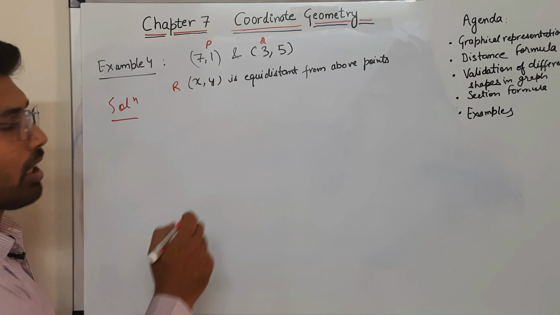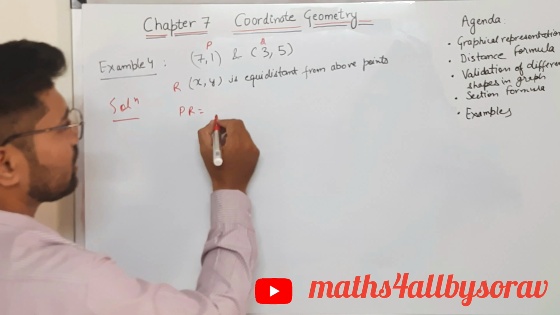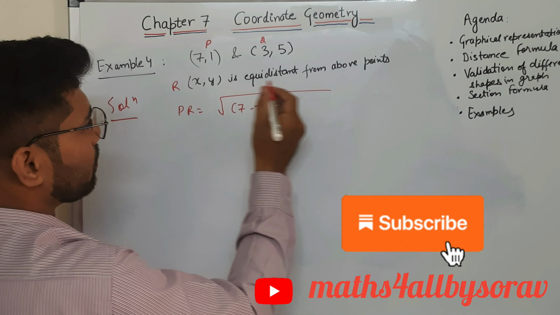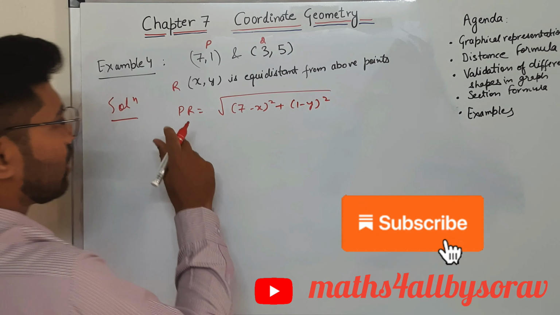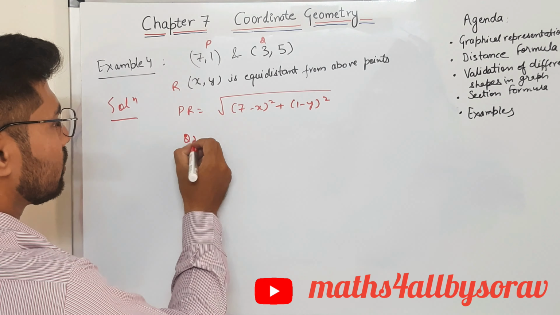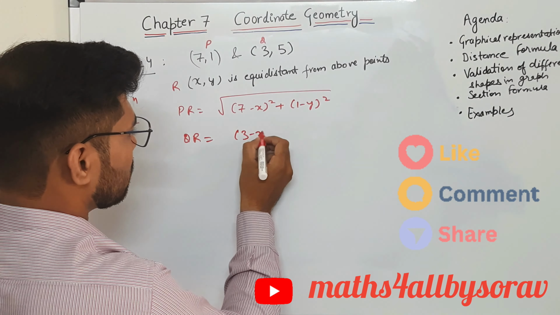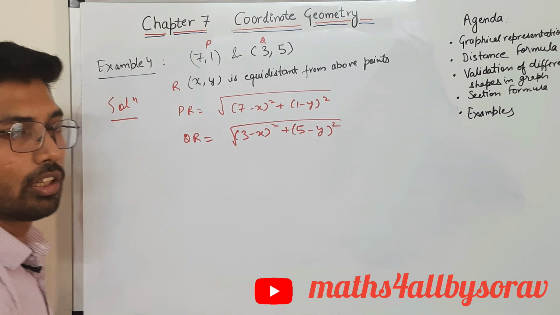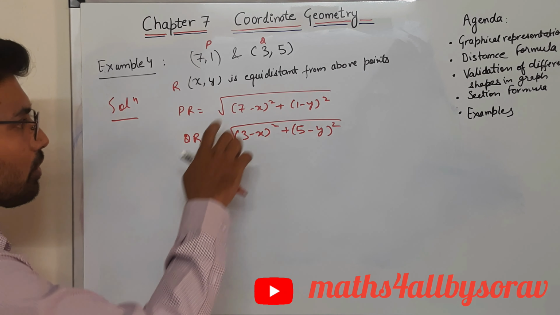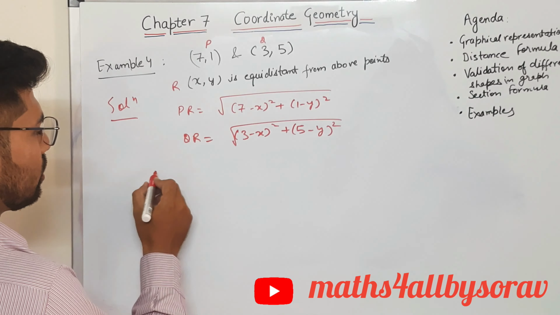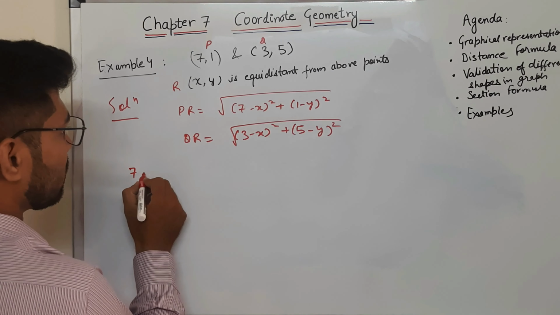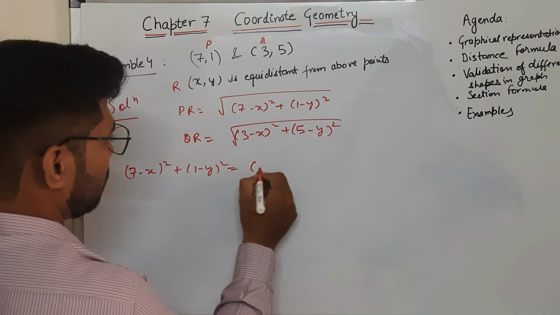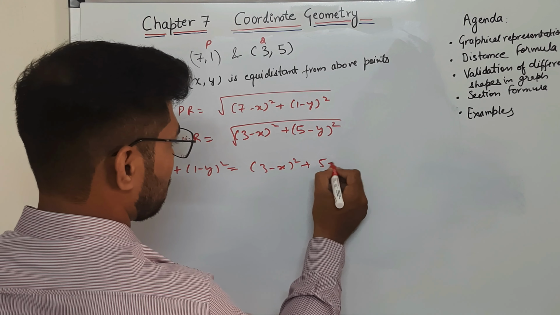So the distance between P and R will be the square root of (7 minus x) square plus (1 minus y) square, right? And the distance between Q and R will be (3 minus x) square plus (5 minus y) square. This is using the distance formula. Now this distance should always be equal. So if we equate these, we get (7 minus x) square plus (1 minus y) square is equal to (3 minus x) square plus (5 minus y) square.